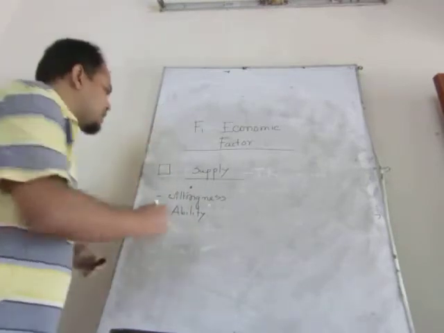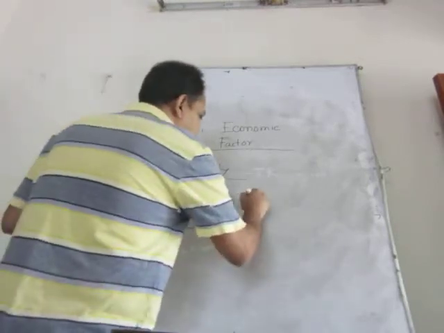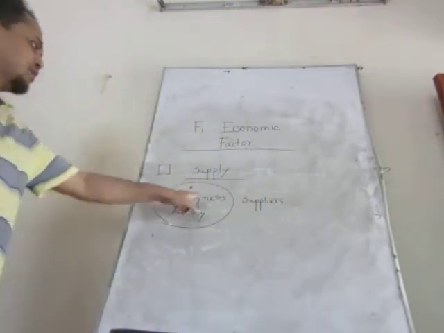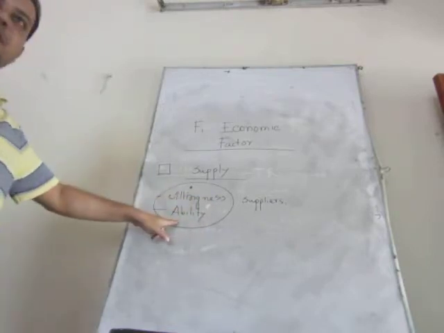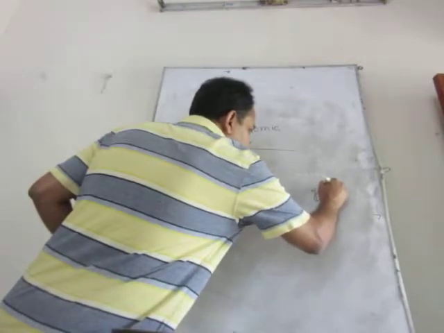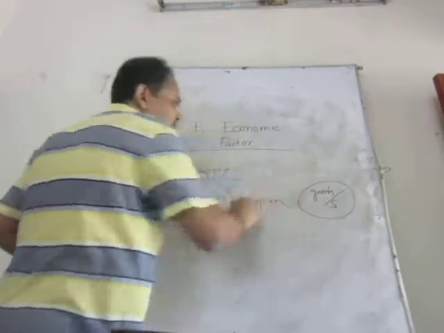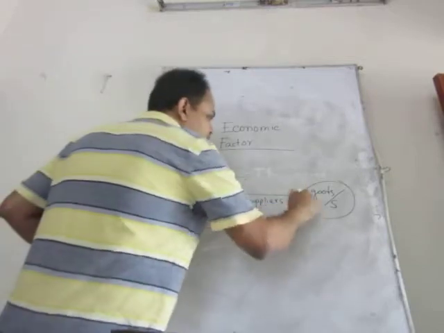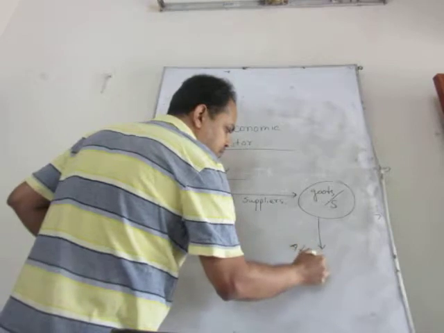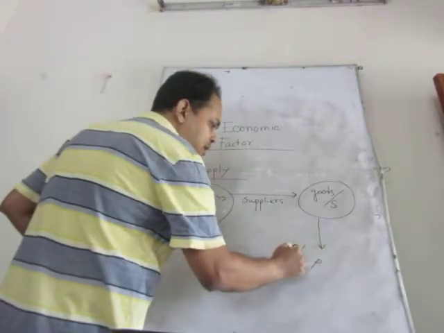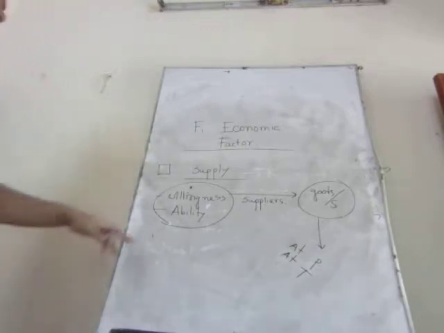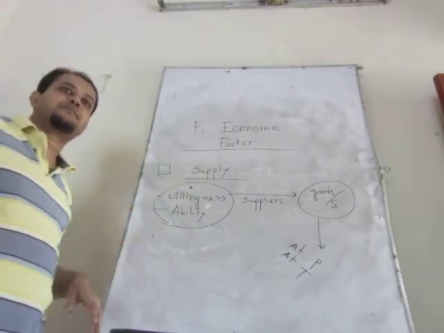Who? The suppliers. Suppliers need willingness and ability to produce or supply goods, or you can say service, at a specific price, at a specific time period. That is all about the total supply.